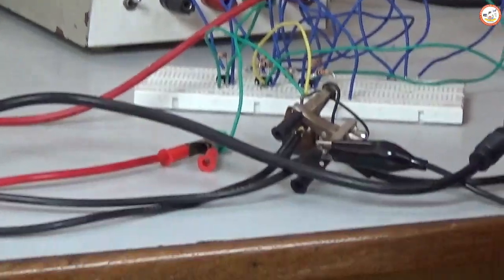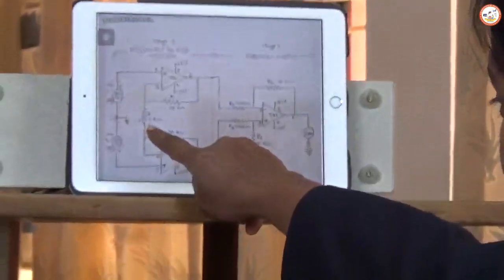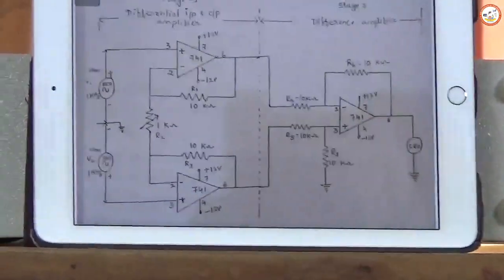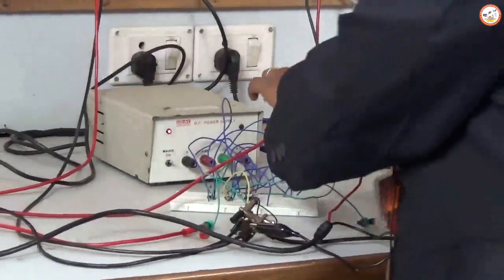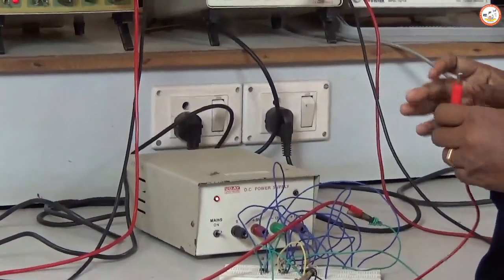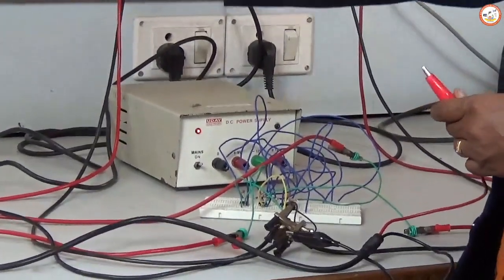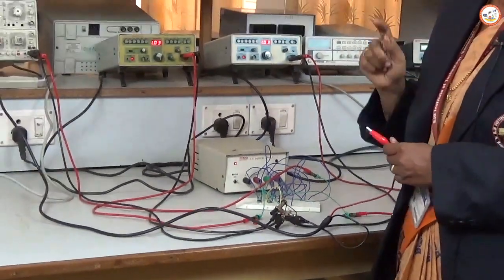So AV1, if I want to vary, you can vary the resistor R1, R2, 1 kilo ohm. If I vary, the gain of the first stage varies, and the overall gain of the circuit will vary. Then coming to the input, you can observe two inputs we are supposed to give, the difference of those two must be amplified and you need to get output as 21 times.